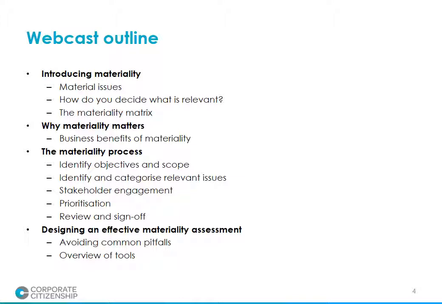All right, so basically, we'd like to cover a few things with regards to the topic at hand. Firstly, I will introduce what materiality means, more or less how you decide what is relevant, and as well as the materiality matrix, what that means. Then Charlie will take us through why it matters, as well as the materiality process, and then I'll finish off with designing an effective materiality assessment.